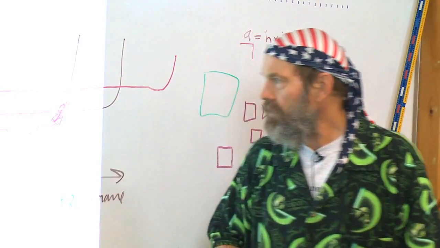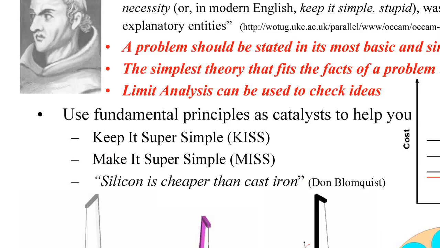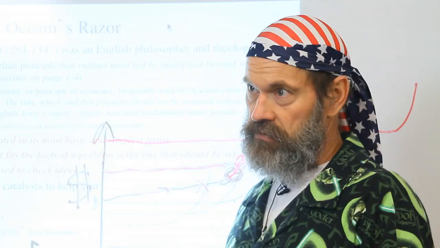In addition to the normal term Occam's razor, it's often called KISS: Keep it super simple. But don't forget the MISS principle: Make it super simple. You've got to be able to design things to be made simply.